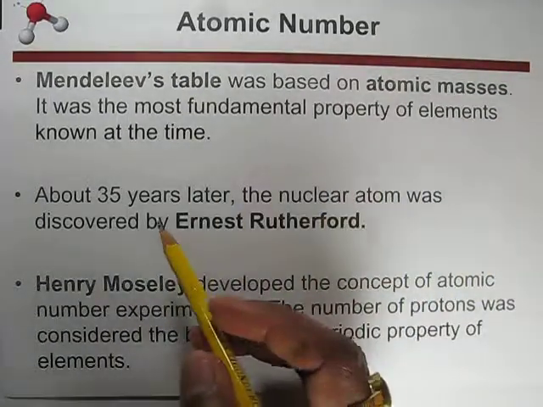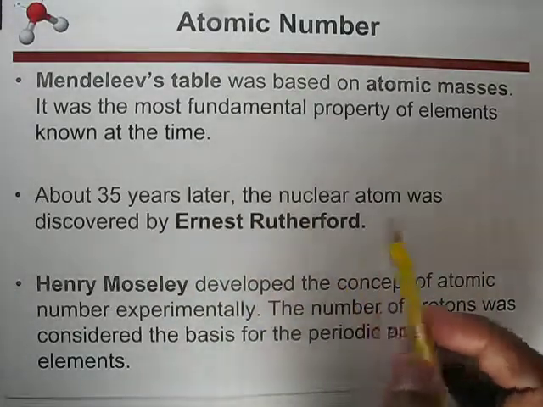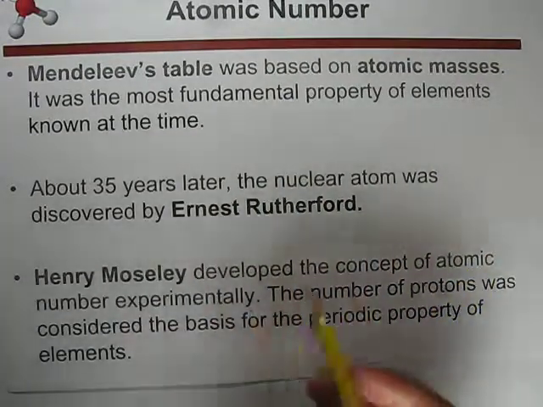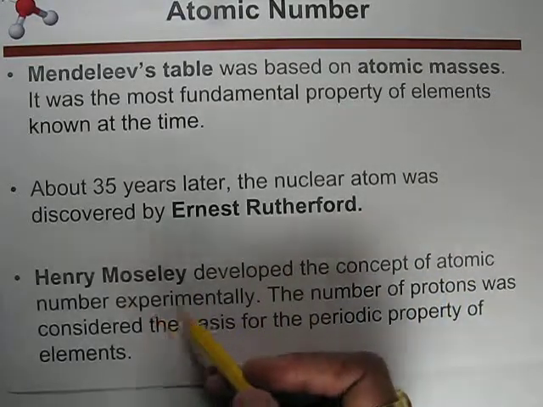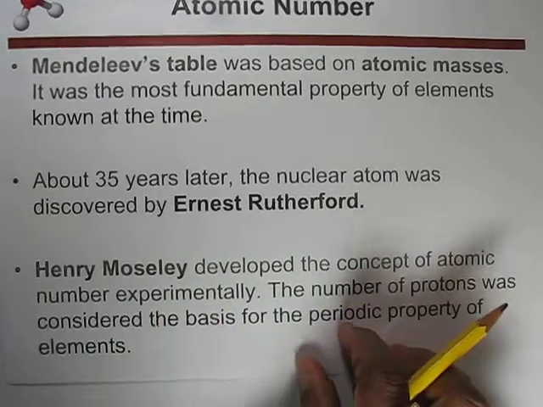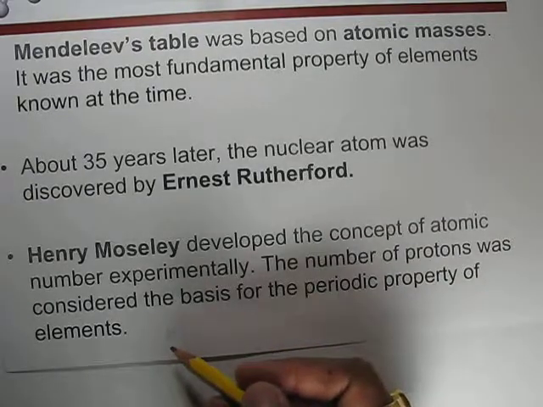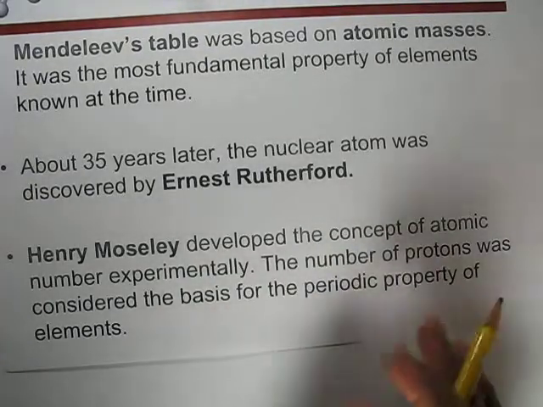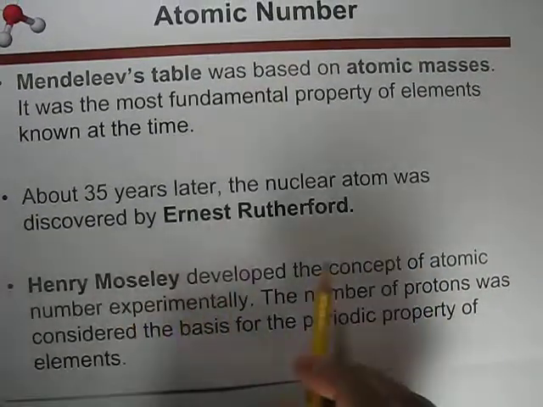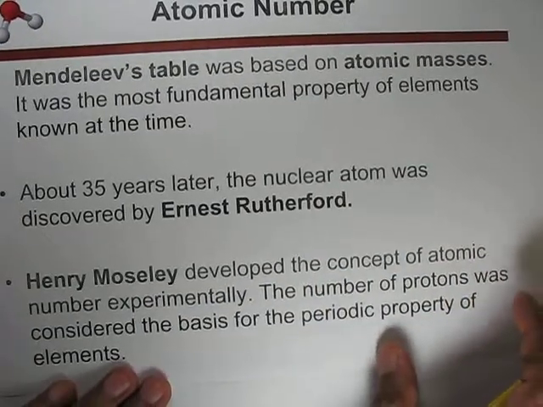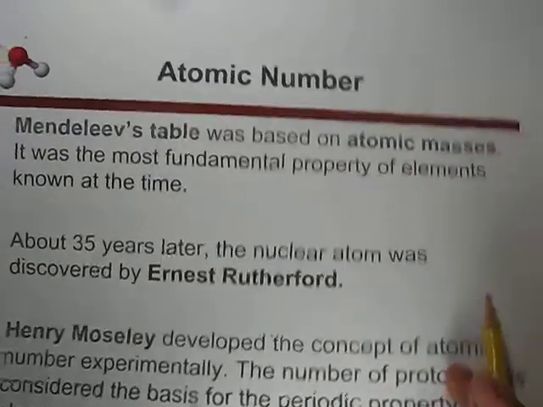But 35 years later, when the nuclear atom was observed by Rutherford, Henry Moseley developed another, modern view of the concept of atomic number, and experimentally the number of protons was considered as the basis of the periodic table, the periodic properties of the elements. So the new version of the periodic table which we are using is based on Henry Moseley, who developed the concept of atomic number to group all the different elements.